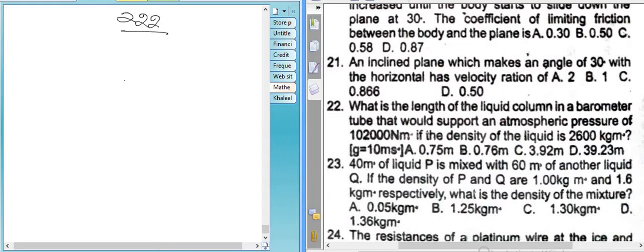So let us jot down our data. We know that pressure is always equal to rho g h, or force over area. Now in this case we are looking for height, therefore we make the height the subject of the formula, which is pressure over rho g, where rho is the density, g is the acceleration due to gravity, and P is the pressure.